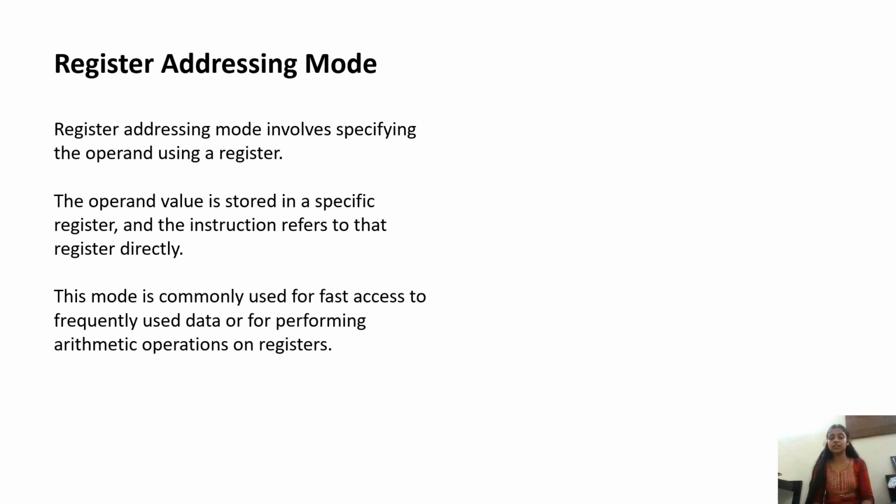Register addressing mode is the second type of addressing mode. Register addressing mode involves specifying the operand using a register. The operand value is stored in a specific register and the instruction refers to that register directly. This mode is commonly used for fast access to frequently used data or for performing arithmetic operations on registers.